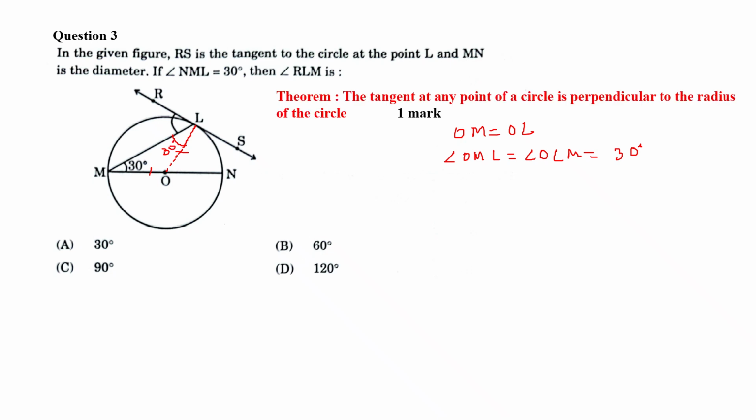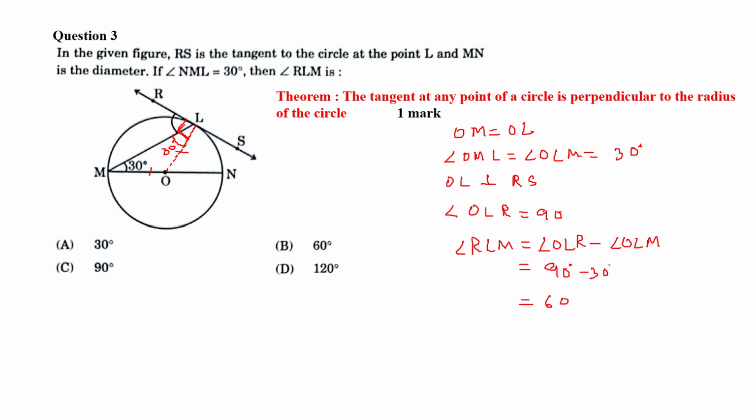We already know that a tangent at any point of a circle is perpendicular to the radius of the circle, isn't it? So OL is perpendicular to RS, and angle OLR is 90 degree. Now this complete angle is 90 degree, and I have to find angle RLM. Angle RLM will be angle OLR minus angle OLM, so 90 degree minus 30 degree, which gives me 60 degree. So B option is the correct answer.